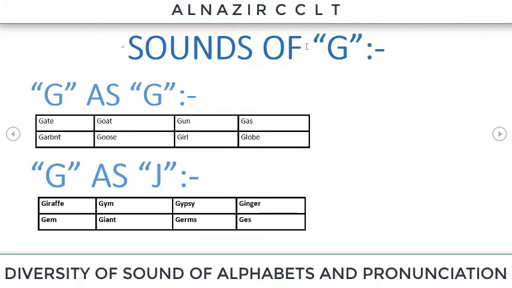And this is the sound of G, G as G and G as J. G as G as in gate, goat, gun, gas, garment, goose, girl, globe, and G as J as in giraffe, gym, gypsy, ginger, jam, giant, germs, geese, goose and geese.